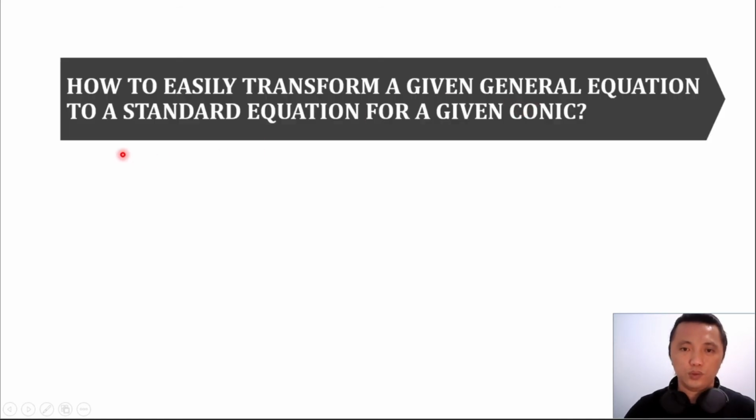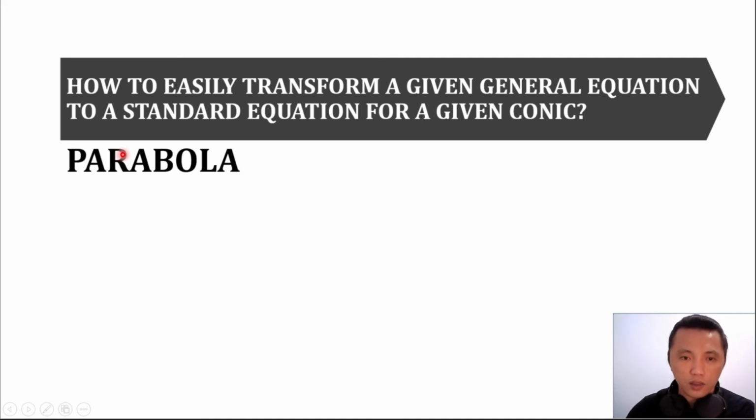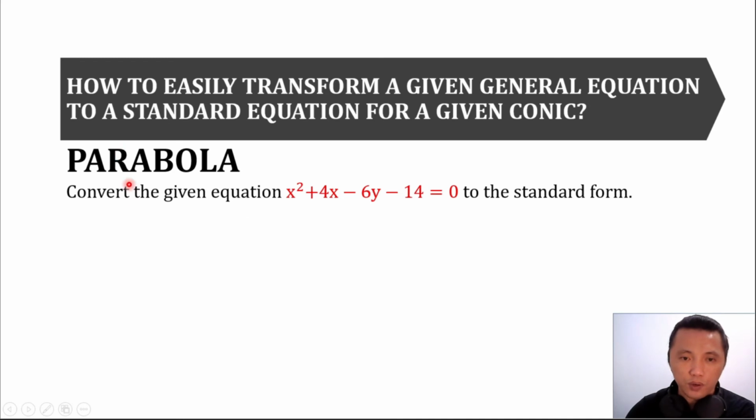I will teach you how to easily transform a given general equation to a standard equation for any given conic. Let's start off with a parabola. Convert the given equation x squared plus 4x minus 6y minus 14 equals 0 to the standard form. This is the equation I gave you earlier when we solved the vertex of the parabola. We already have the vertex at (negative 2, negative 3). Since this is x squared, and if you transpose y here, y is paired with a positive value.